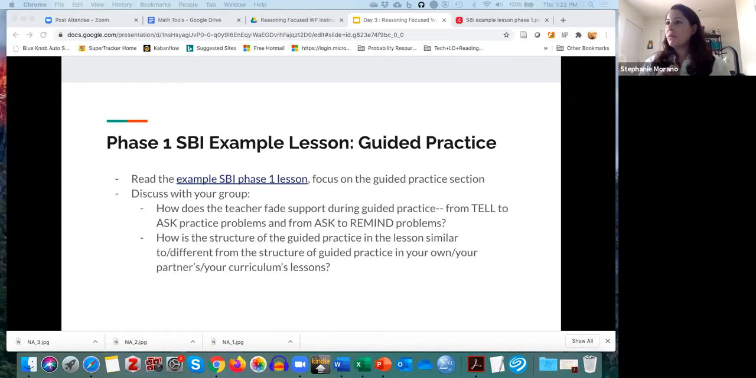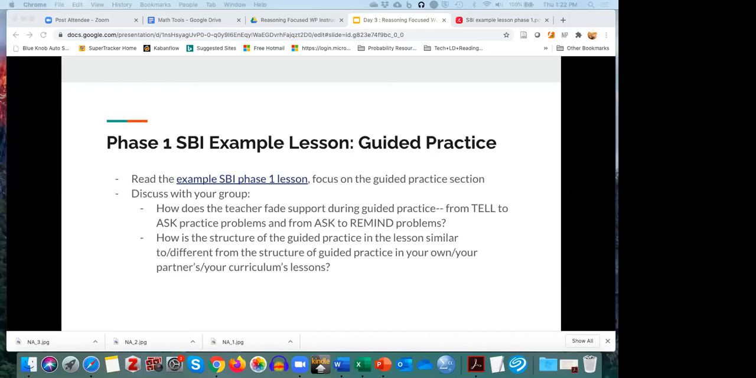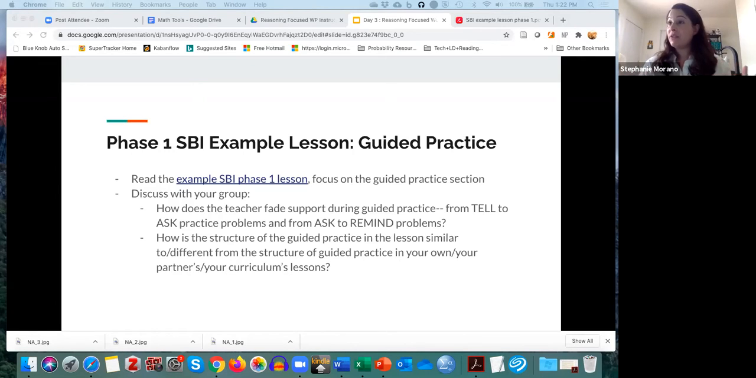So that language can really help with transitions. So I'm going to tell you what to do. We're going to do a few problems that way. Now I'm going to ask you some questions, and you're going to help the group figure out how we work through these problems. And then we transition to R for remind. Okay, now remember what we've been doing together. Try these problems on your own. So I like that that acronym helps with transition phrases and language for moving through the levels, the scaffolded levels of guided practice. But it is really similar to the idea of I do, we do, you do.